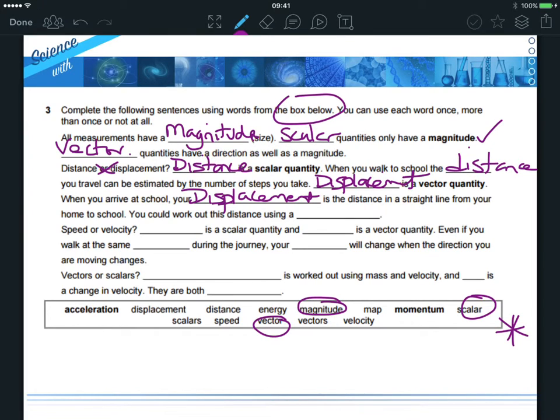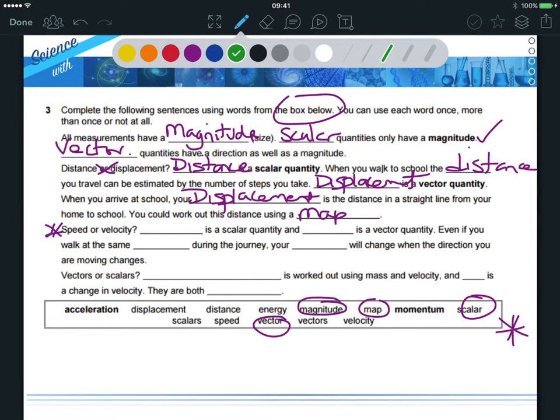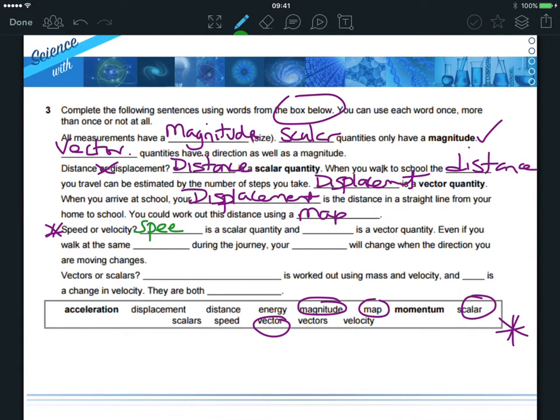Okay, next sentence then. You could work out this distance using a map, probably. Yeah, you could look on a map and see what the straight line is between the two points. Now the next sentences I think are going to be about speed and velocity. I'm going to change colour now so they stand out. Speed and velocity, blank is a scalar, well that's going to be speed. Speed is a scalar and velocity is a vector. Velocity is a vector quantity.